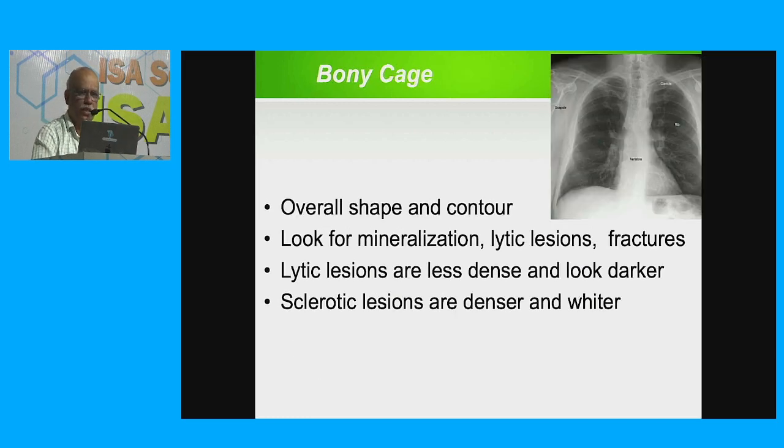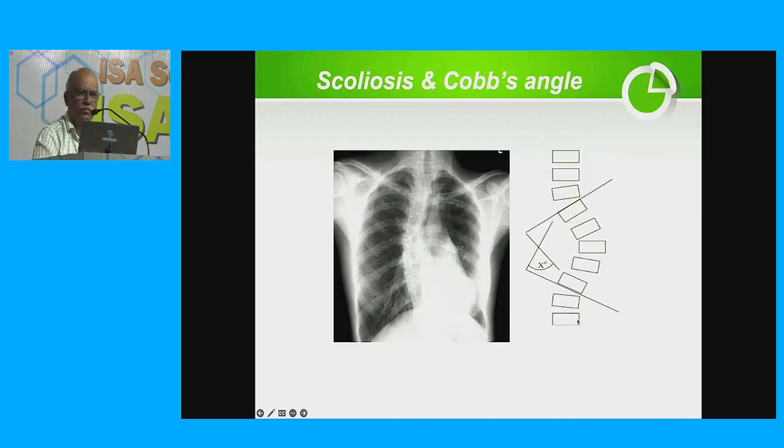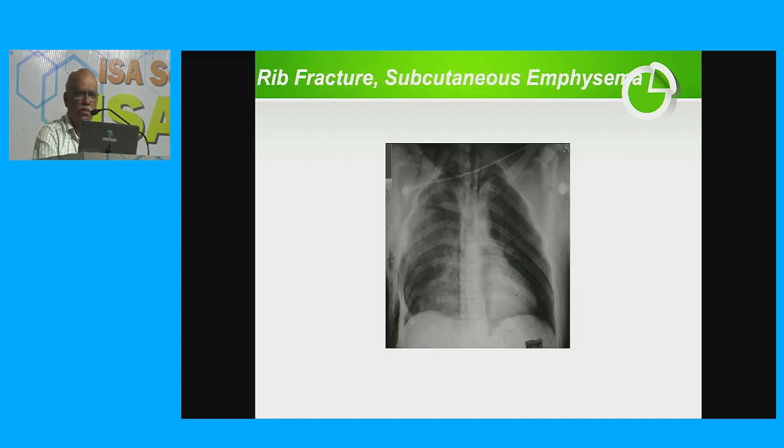Then the bony cage: look for the contour, mineralization, lytic lesions, fractured ribs, sclerotic lesions. Then the rib cage, scoliosis, pectus excavatum, carinatum, all those chest abnormalities. Then I told about the rib fracture. This is an AP film. You can see the multiple rib fractures, lung contusions, and all those things.